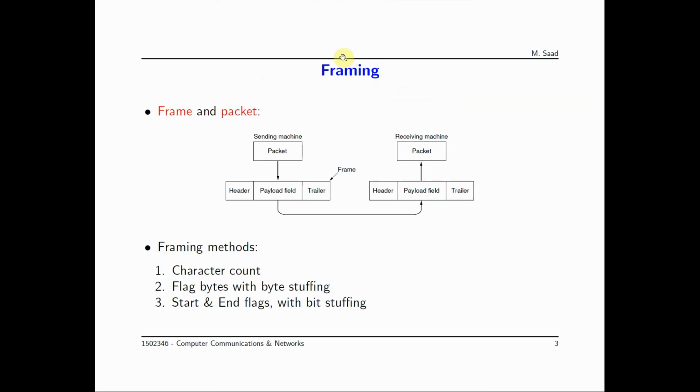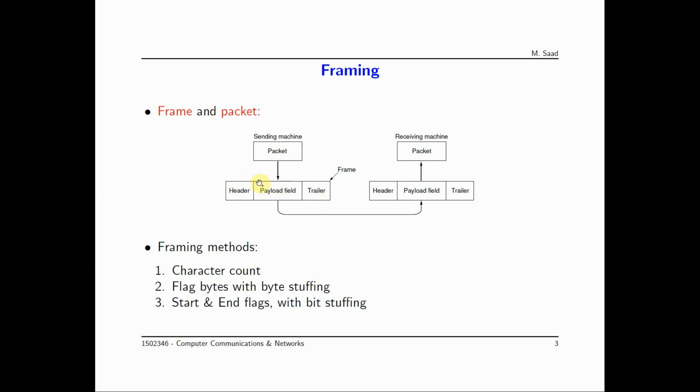So framing again, marking the beginning and the end of the frame so that the frame is recognized by the receiving machine. Before going ahead, let's try to remember the difference between the frame and the packet. This is the sending machine and this is the receiving machine. The packet is the data unit which is created at layer 3, the network layer. To send this packet, it is given to the layer below, which is layer 2, the data link layer. The data link layer is adding a header and a trailer so that this whole data unit is called a frame.